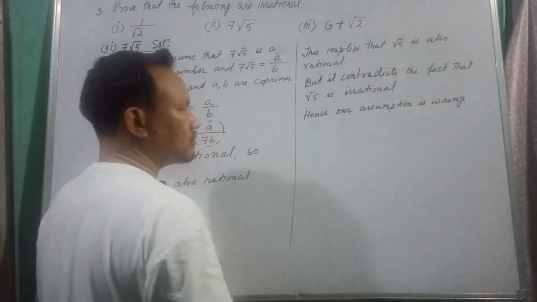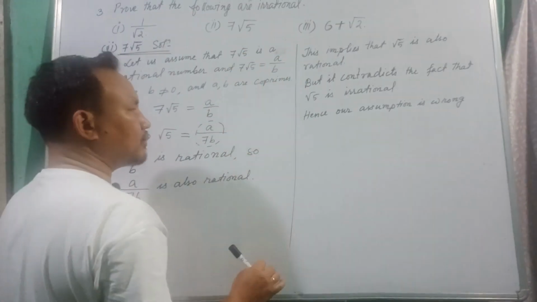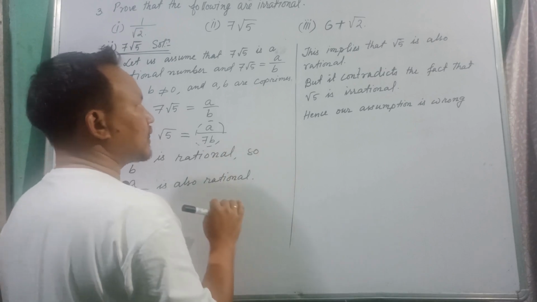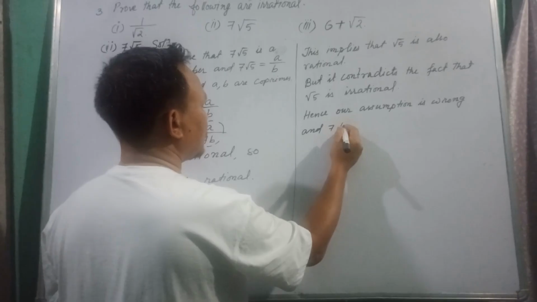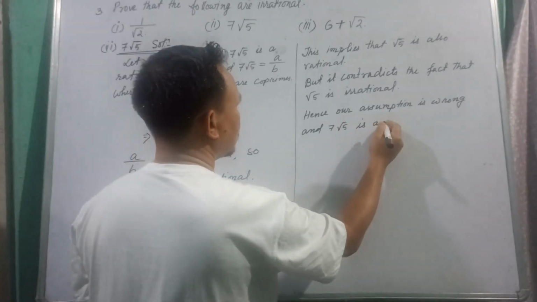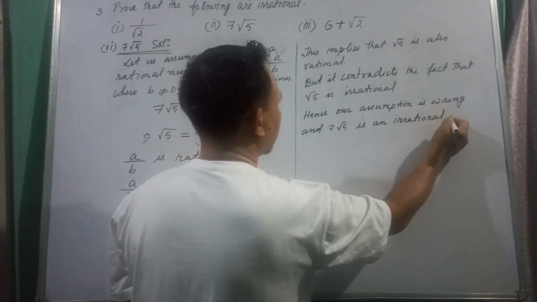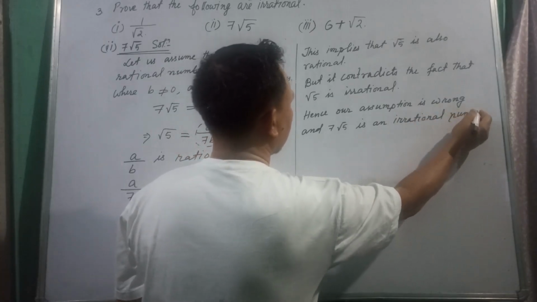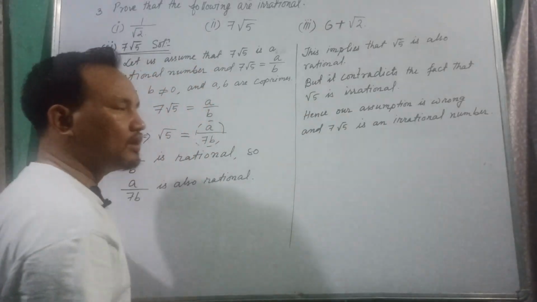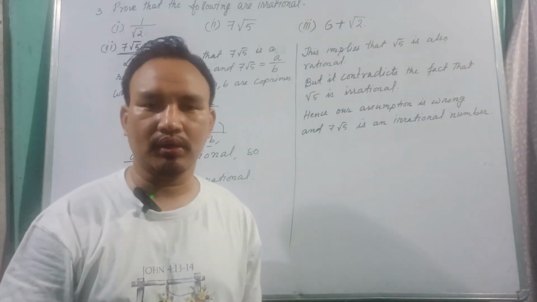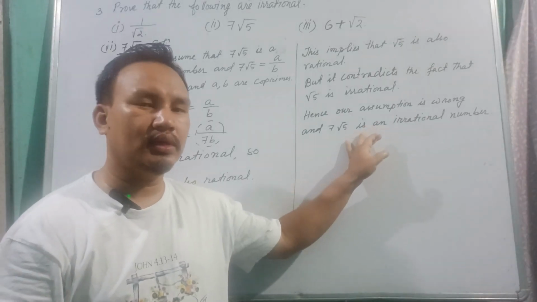Our assumption is wrong. What did we assume? 7 root 5 is a rational number. So it should not be a rational number. It should be the opposite. It should be an irrational number. Our assumption is wrong, and 7 root 5 is an irrational number. So we have proved that it is in fact an irrational number. Because if we get root 5 as rational, that will not be a correct result. So this is where we conclude that it is an irrational number.